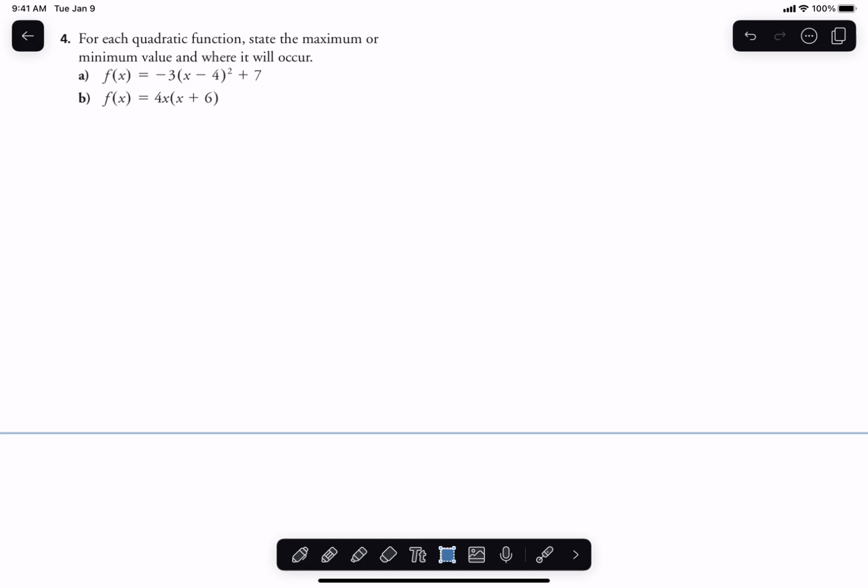Wait, so this is number 4 from the textbook review. What we're going to take a look at here is asking us to find the vertex and when it'll occur. What I'm going to add to this question is how many roots or solutions we would expect to see, just to beef this question up a tiny bit, because that's something I would ask you on the test too, right?